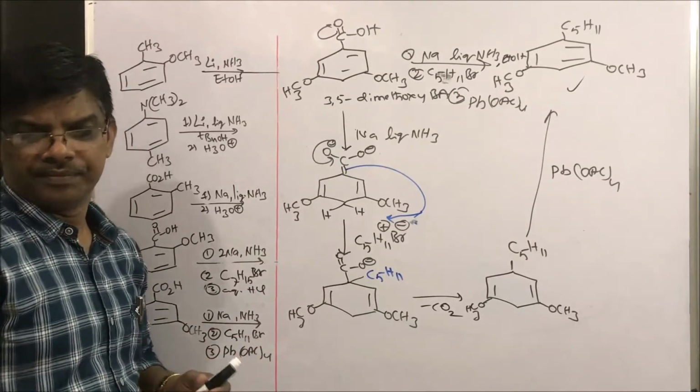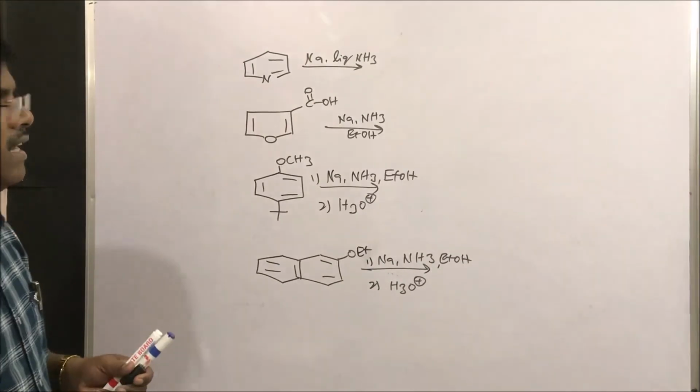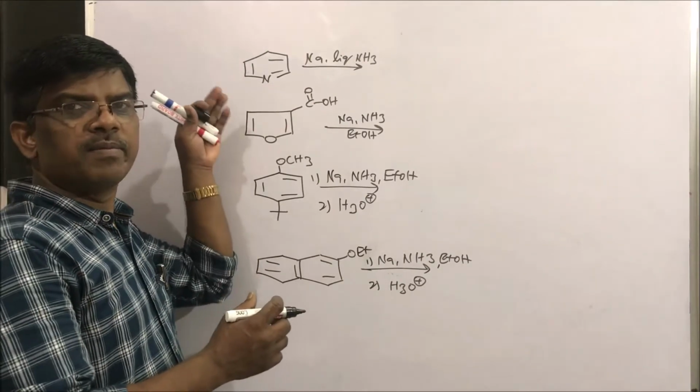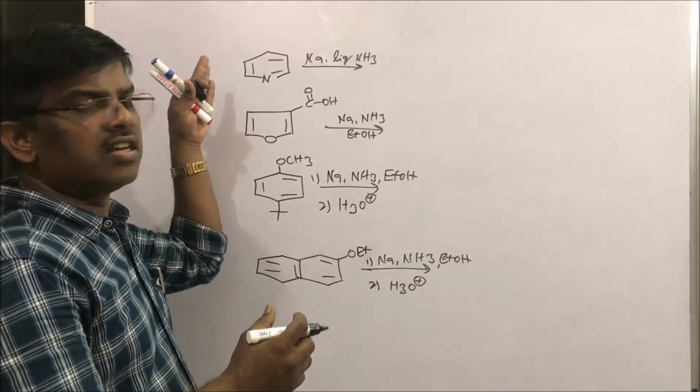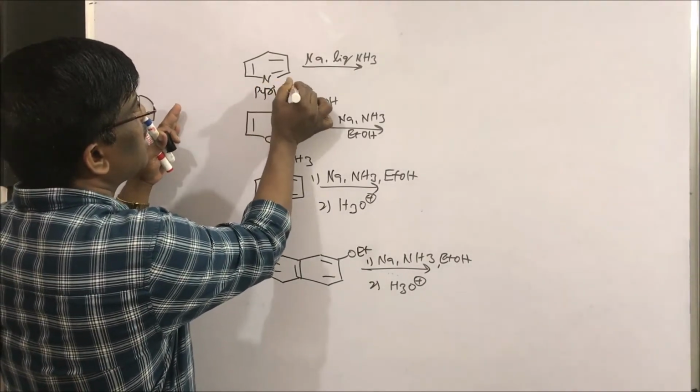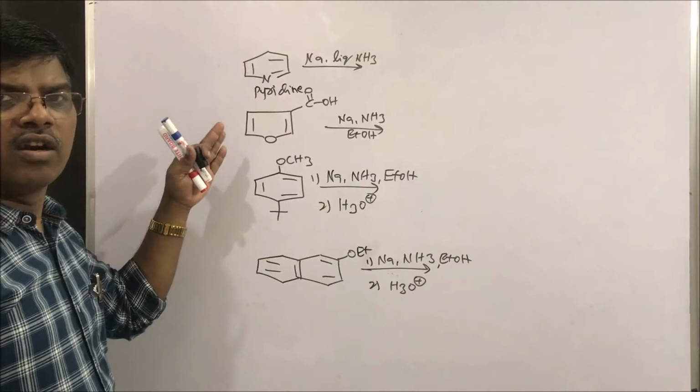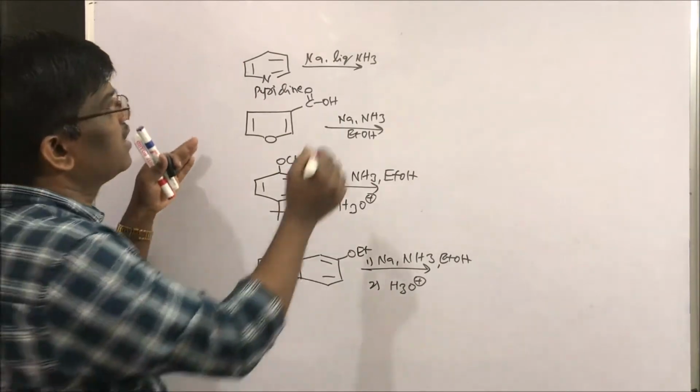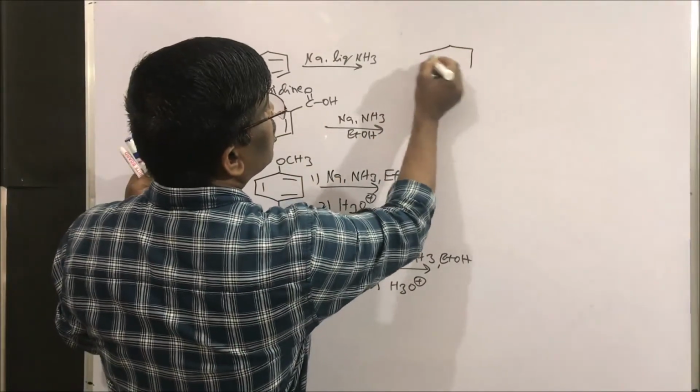Yes. Next, dear students, let us do some more examples based on Birch reduction of aromatic compounds. This is pyridine. Yes, pyridine also undergoes Birch reduction to give dihydropyridine.